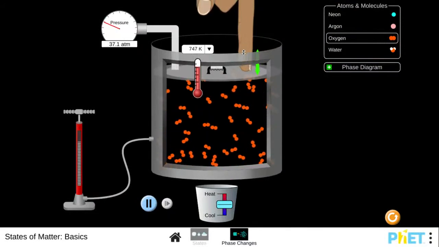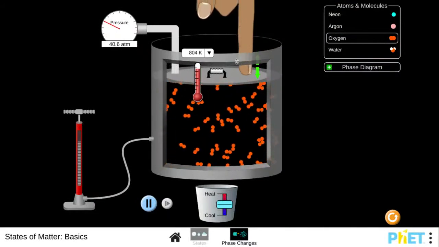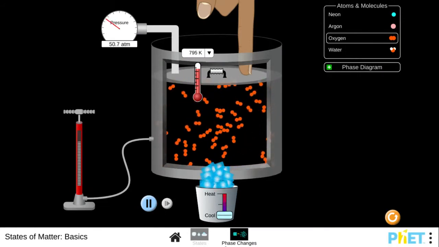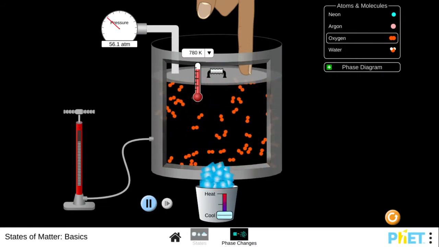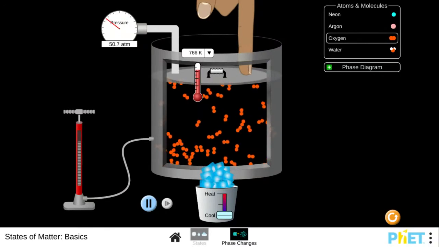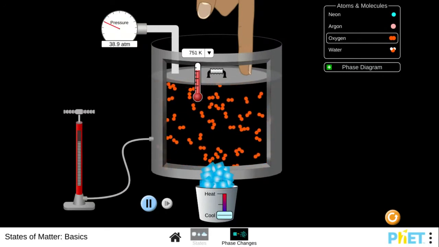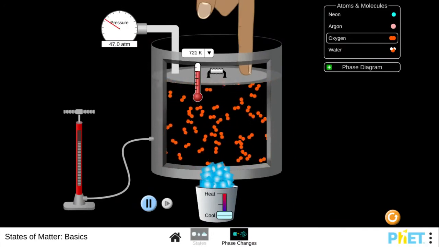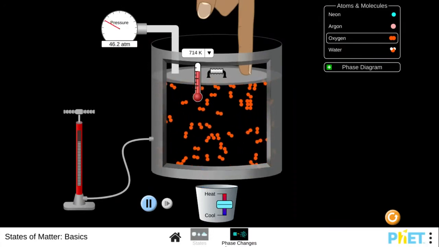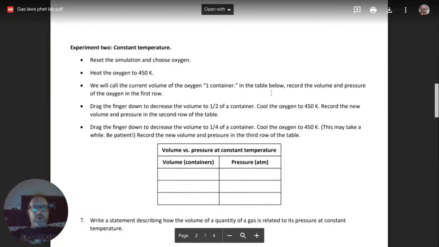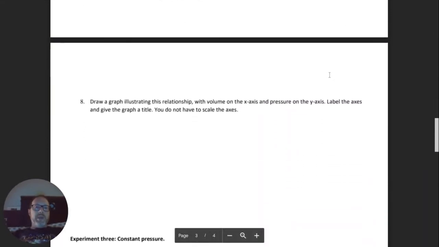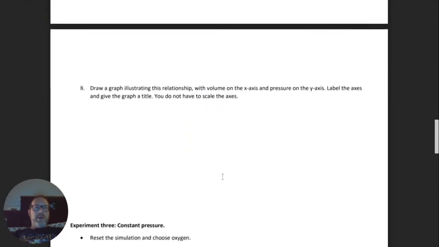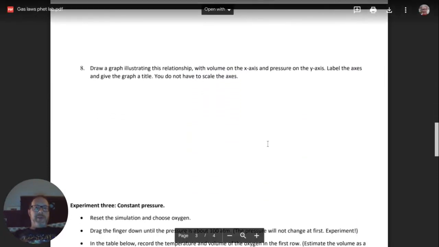So I know this is not all the way halfway down, but see how the temperature's up? So I would have to cool it down to 450 before I could take my pressure reading. I'm not going to be patient and wait and do that, but you will have a lot more time than I will. Again, you're going to describe the relationship. You're going to draw a graph that shows the relationship.